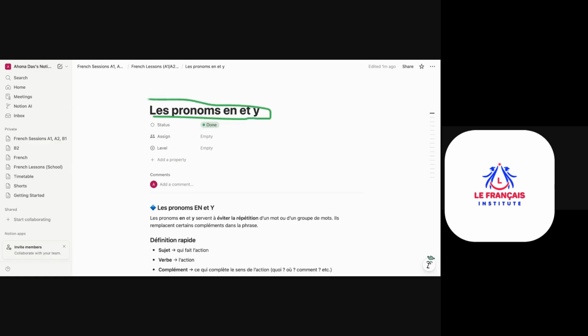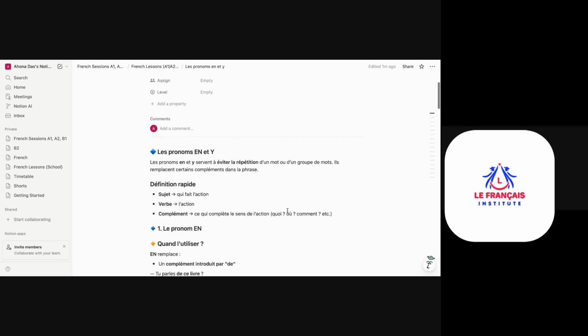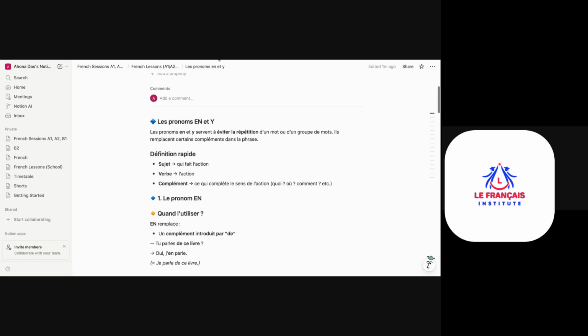Or Y. So have you already covered this previously? No. Okay, so you must have come across these pronouns a lot, en or y. Yes. So that's what we are going to learn today. What exactly are they used for? Why is one used over the other when we are expressing ourselves in writing?